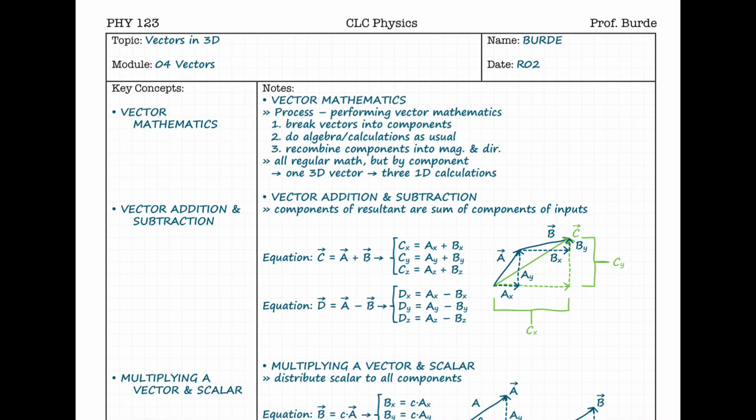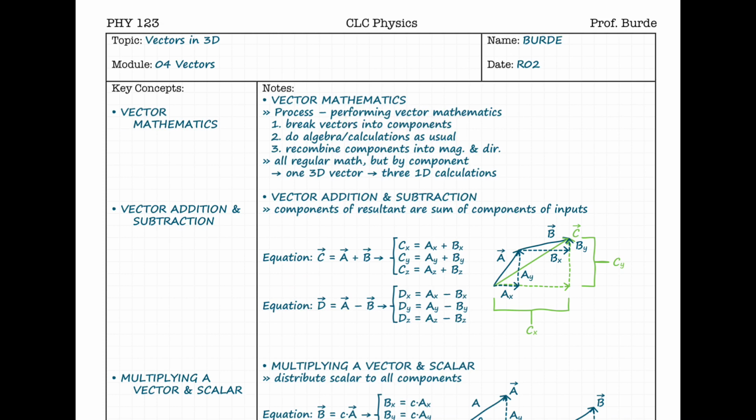We've talked about how to add vectors graphically, but a lot of the times we want to be able to use our calculator and to calculate these more precisely. So whenever we're doing vector mathematics in real life, our process is going to be, number one, to break all of the vectors up into their components. Instead of having one, two, or three-dimensional problem, you're going to have two or three one-dimensional problems.